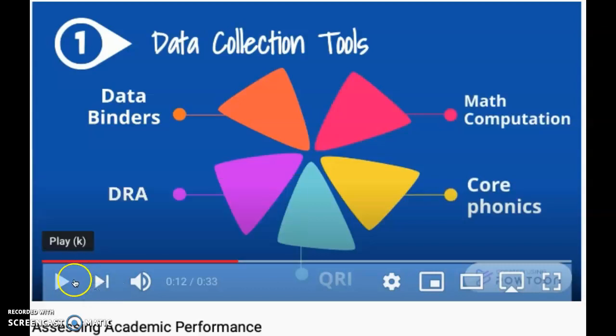The math computation screening. This assessment was created by one of my colleagues and is used to gauge my students' math skills. It covers addition, subtraction, multiplication, and division.